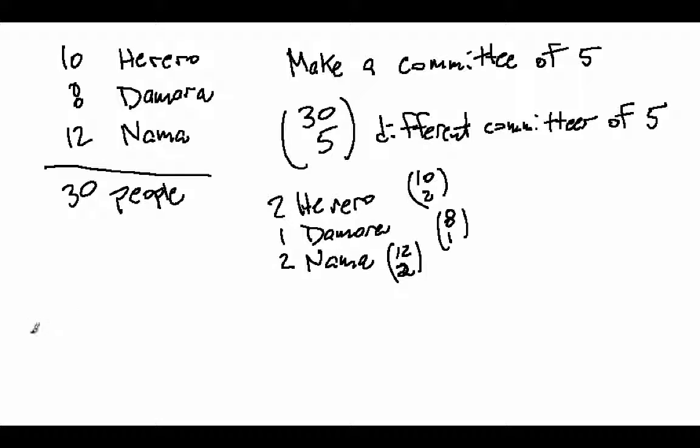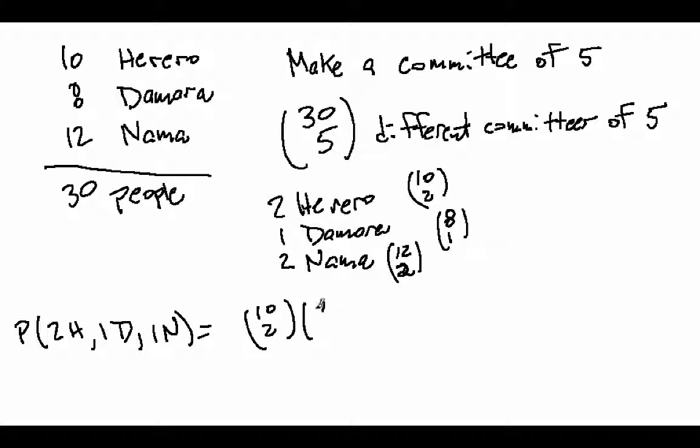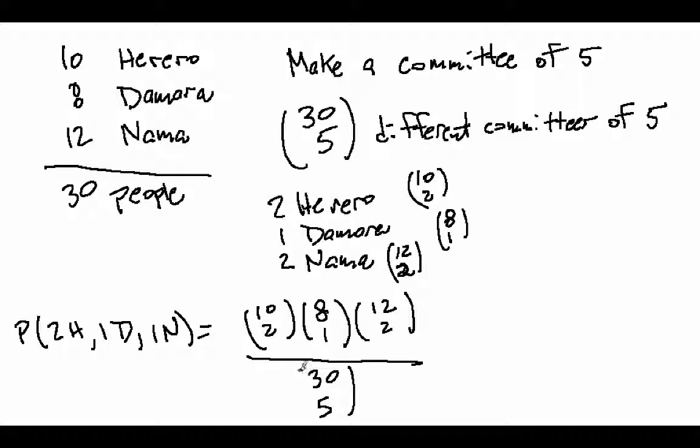So if I were to ask, what is the probability of 2 Herrero, 1 Damara, and 2 Nama, that in fact would be equal to 10 choose 2 times 8 choose 1 times 12 choose 2, and that would be divided by the total number of committees, and that would be 30 choose 5. Okay?